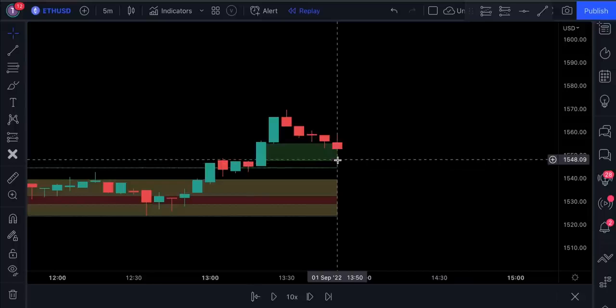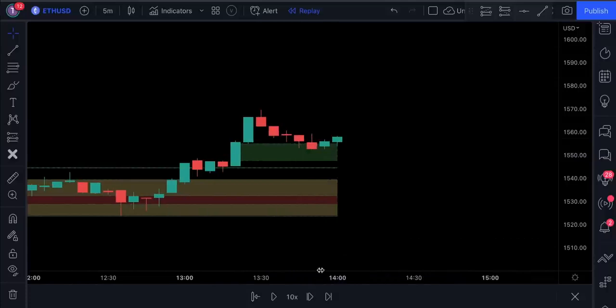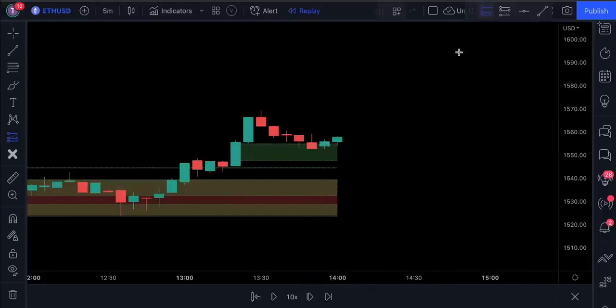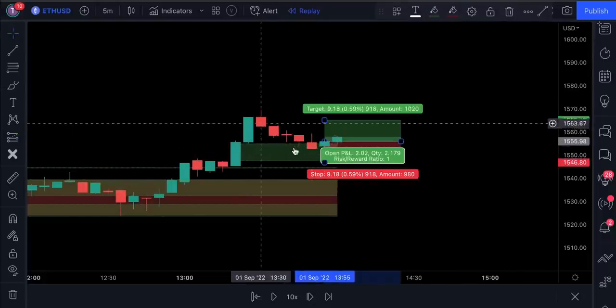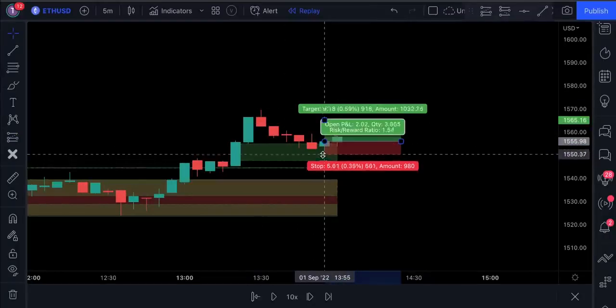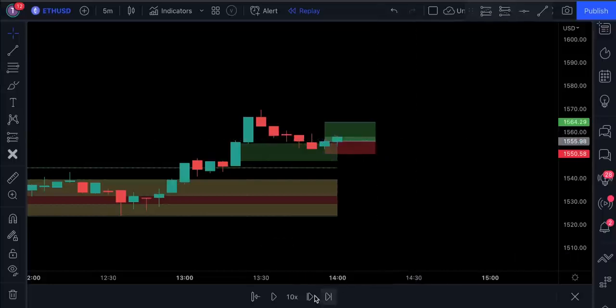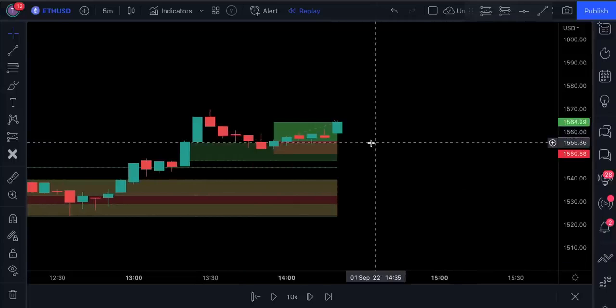Okay, the next step will be to wait for a strong bullish candlestick to close above the green box. Okay, we see that the candlestick has been formed and now we can place a buy order. The stop loss will be set slightly below the most recent swing low. And for this strategy, we're going to be targeting 1.5 times the risk. We see that the price action easily triggers our take profit target.